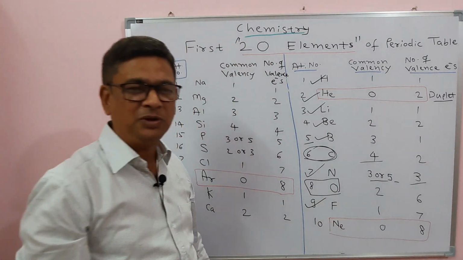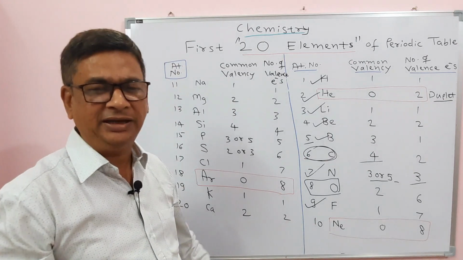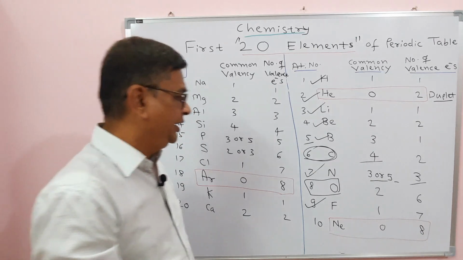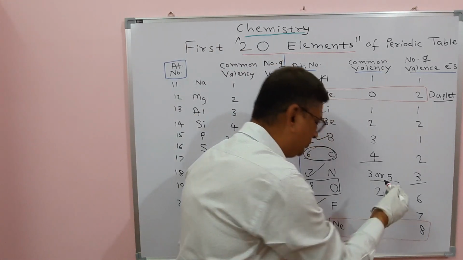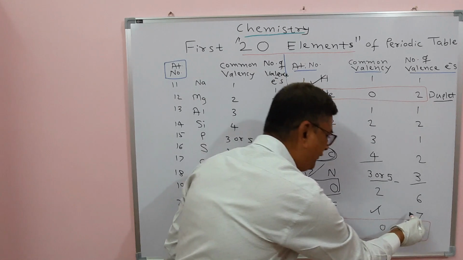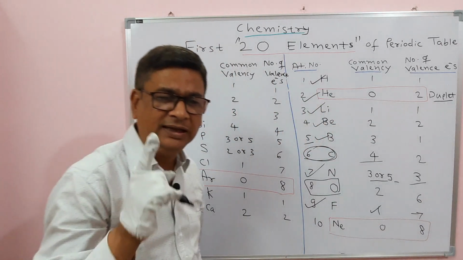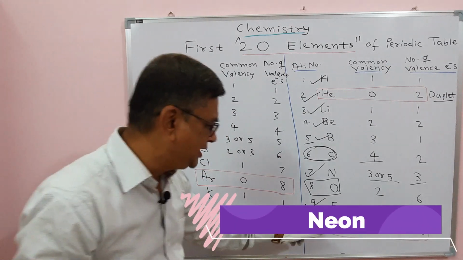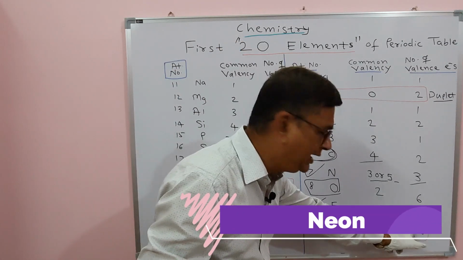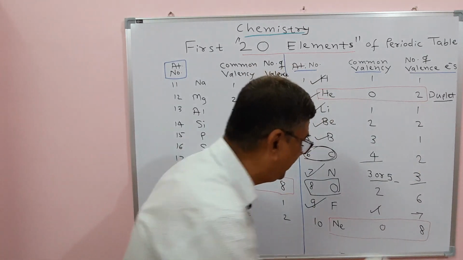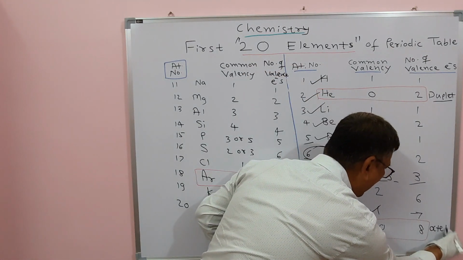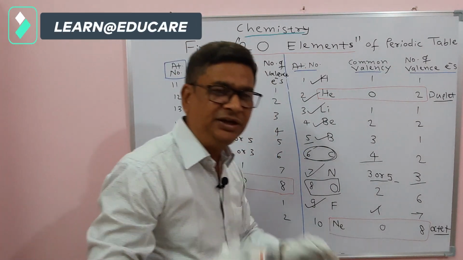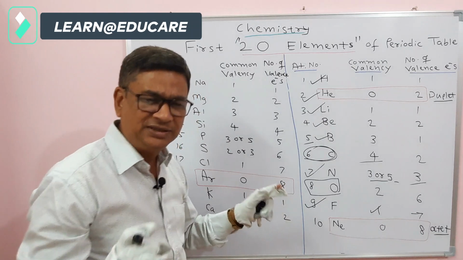Next is fluorine, which is one of the halogens. It is very electronegative, it has the highest ionization potential and it is a poisonous element. Fluorine has valency 1, it has 7 electrons in the outermost shell, just 1 electron short to complete the octet. It is followed by neon, an inert gas, whose atomic number is 10, it has 8 valence electrons, the octet is completed. So let me write here octet, like I have written duplet there for helium. And it is again 0 valency, it does not donate, accept or share any electron.